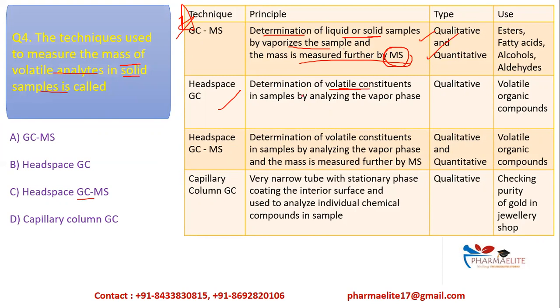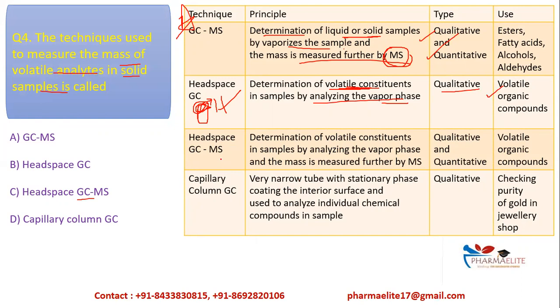Headspace GC is used for determination of volatile constituents in the sample. Headspace technique means the gas which is in the headspace of a sealed container. Say this is a container and the gas which is in the headspace, that is at the top of the sealed container, is used for analysis. It is directly sent into a chromatographic column for separation. So headspace techniques are used for volatile constituents in the samples by analyzing the vapor phase. This is a qualitative technique only. It is used for volatile organic compounds.